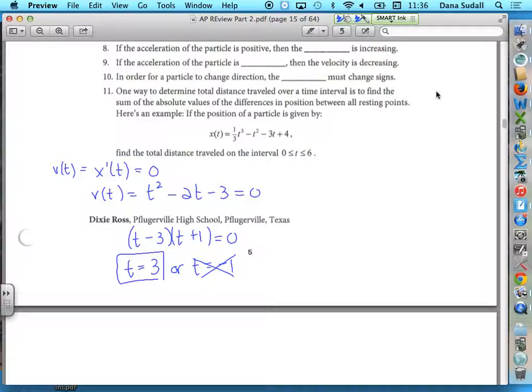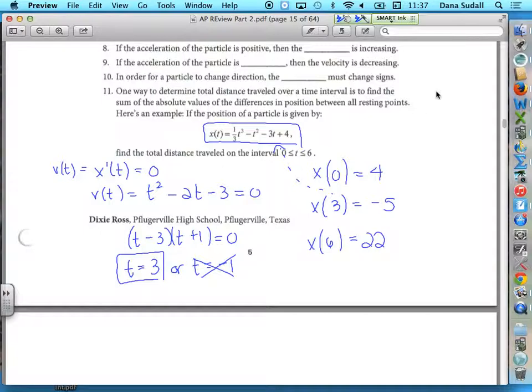So we need to see where is the object when it starts, when time is 0. Where is the object after 3 seconds? And then where is the object after the 6 seconds there? So if you plug back into your original equation up here, we plug in t is 0, we're going to get 4. So the object starts at 4. If you plug in 3 and simplify, you're going to end up with negative 5. So if I plug 3 in there, I'll get negative 5. And if you plug in t is 6, you're going to get 22 back in that original function.